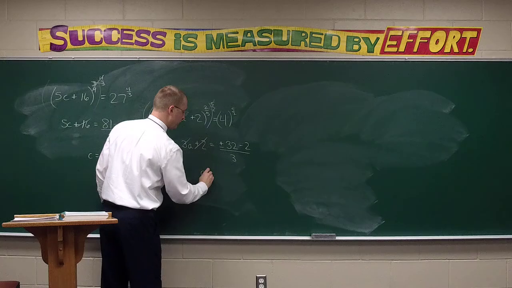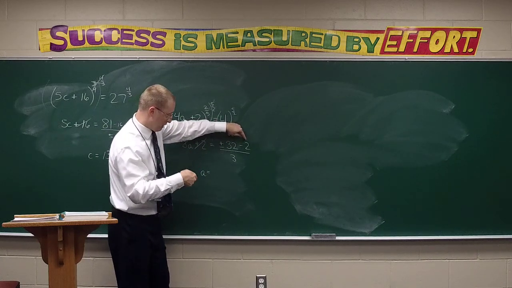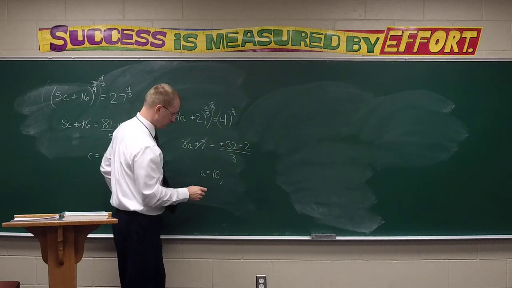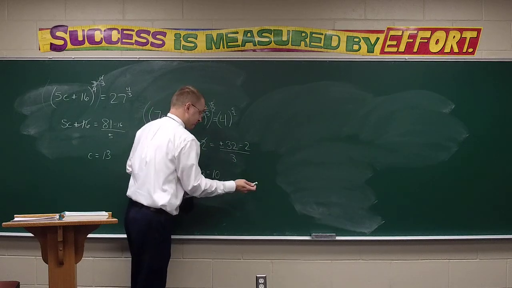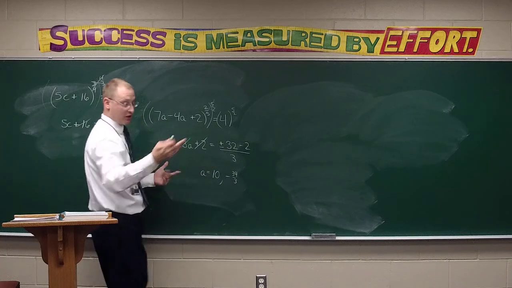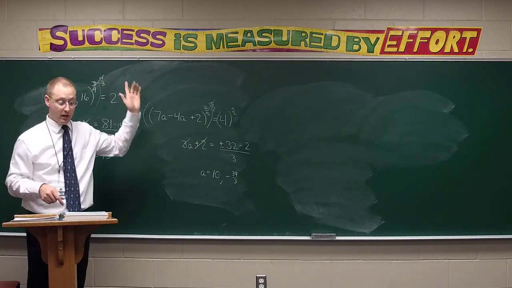All right, so there's 2 different answers here, right? There's 32 minus 2, 30, divided by 3, 10. And there's negative 32 minus 2, negative 34, divided by 3. Negative 11 1/3. I was just going to say negative 34 thirds, but negative 11 and a third would work as well. How many got those answers on number 33? Questions on that?